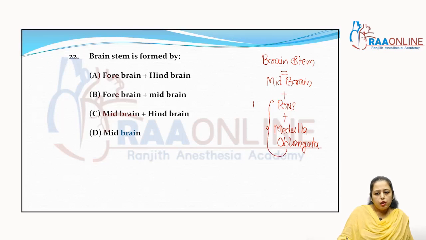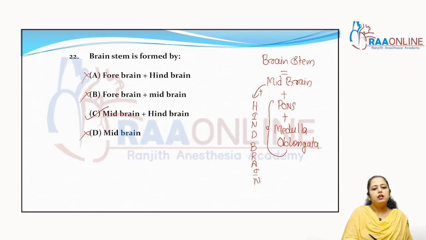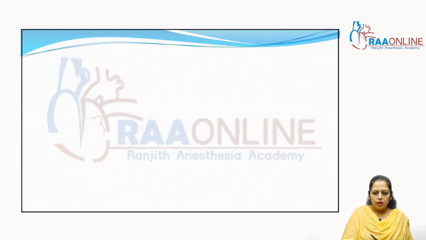The pons and medulla oblongata are part of the hindbrain. So can we say that the brainstem is the combination of the midbrain and the hindbrain? Yes, we can. The forebrain is not involved in that. That's why the answer is C. Clear? The answer is C.